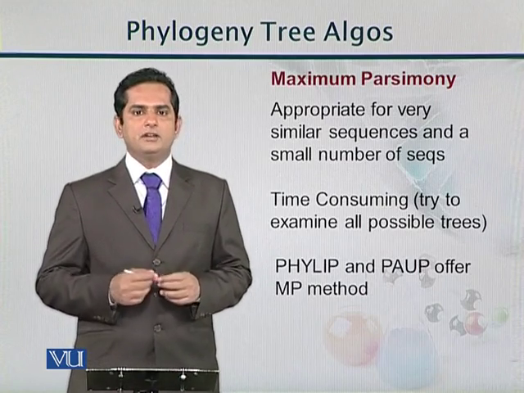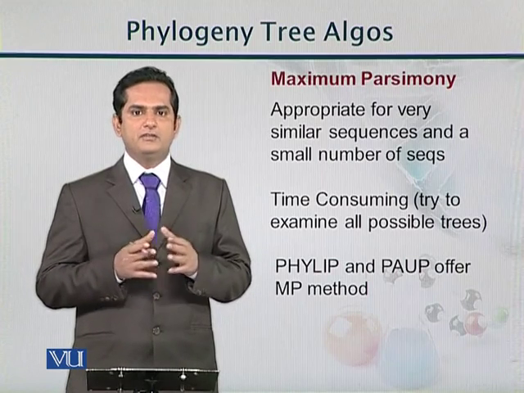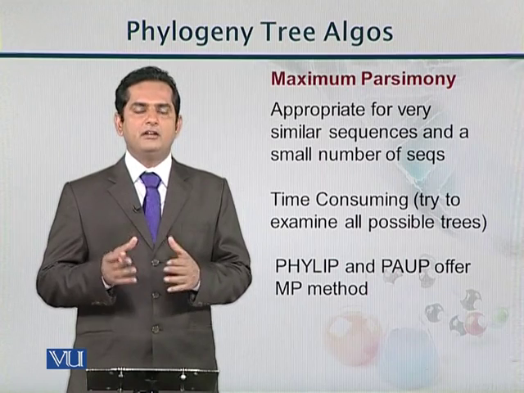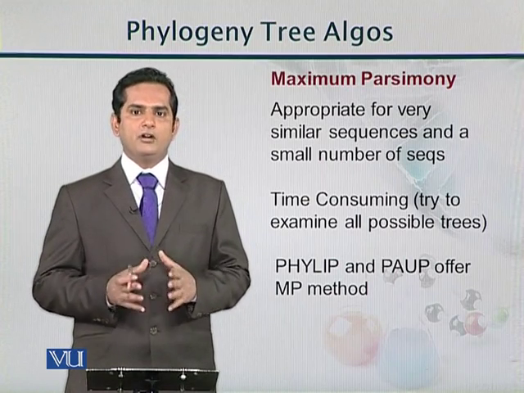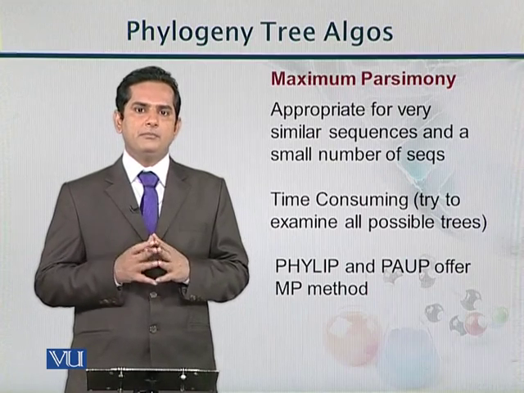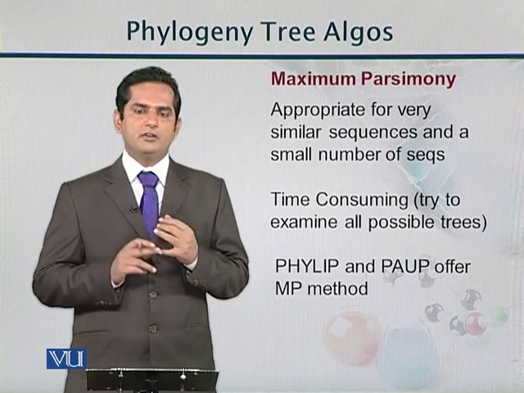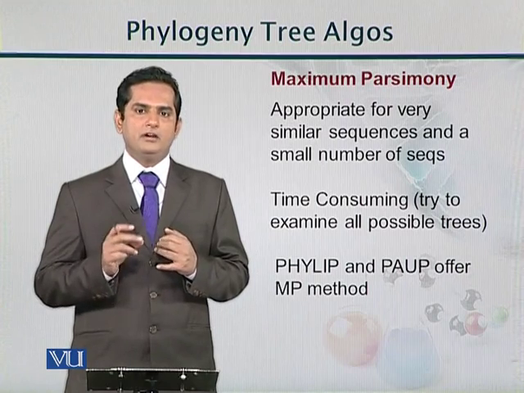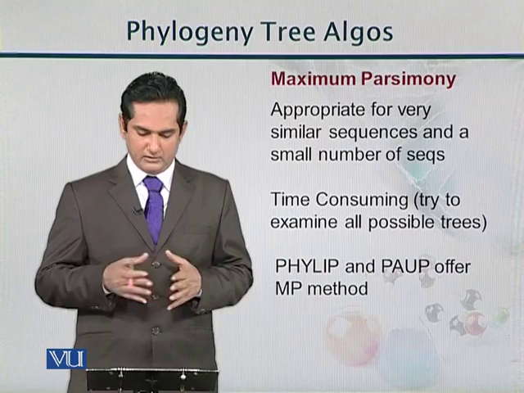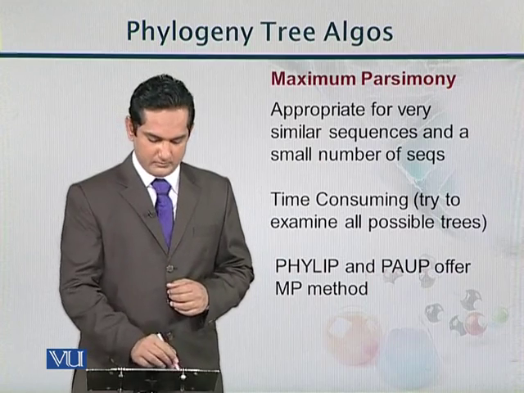Again, this is appropriate for similar sequences which are very close to each other, and it's time consuming, and there are different software packages available for calculating maximum parsimony. For example, one common package is Phylip, which is basically the Phylogeny Inference Package, and PAUP, which both use this information of maximum parsimony.